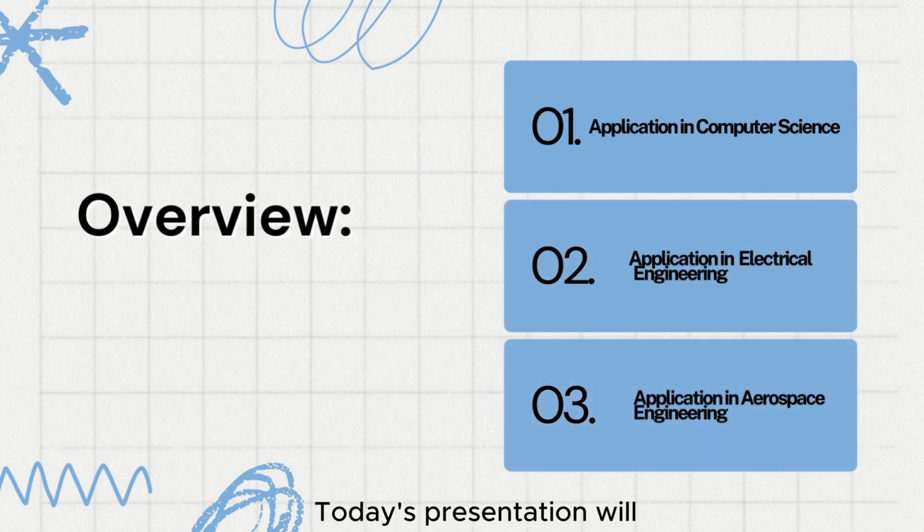Today's presentation will be broken into three parts, which are the application in computer science, electrical engineering, and also aerospace engineering. That's the overview for it. I will be the first speaker today to guide you through the first section, while my group mates Lo Zhongyi and Lai Yongjie will be covering the second and third section respectively.